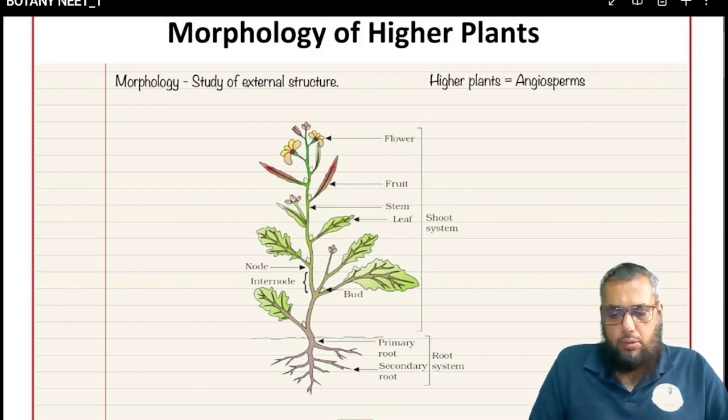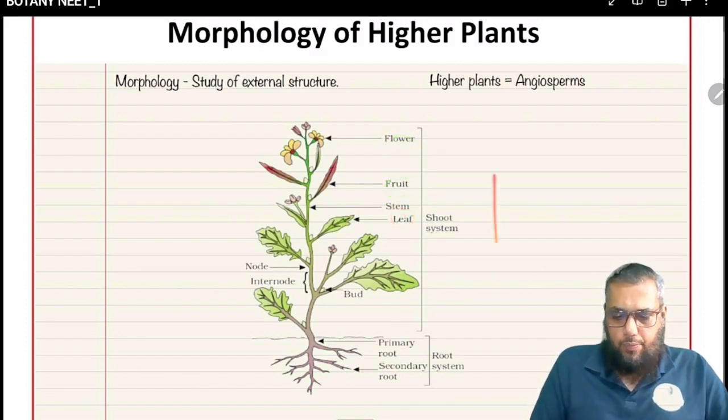Then the shoot system is quite heterogeneous, where it is made up of different types of parts. So if you look at the shoot system in the diagram in front of you, you will see that it shows the presence of the main stem. From the stem arises the leaf. It shows the presence of flowers and it shows the presence of fruits.